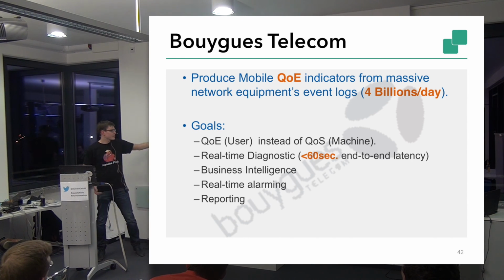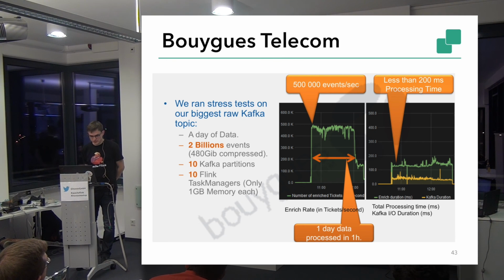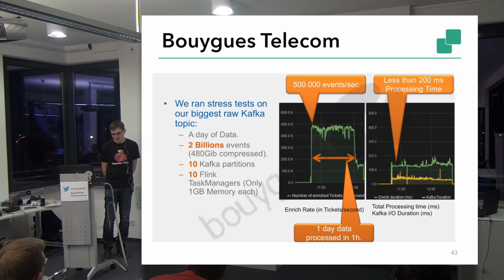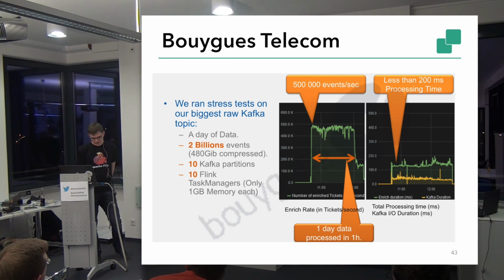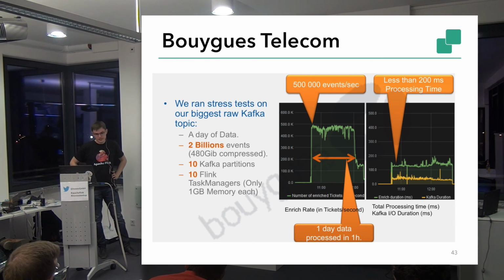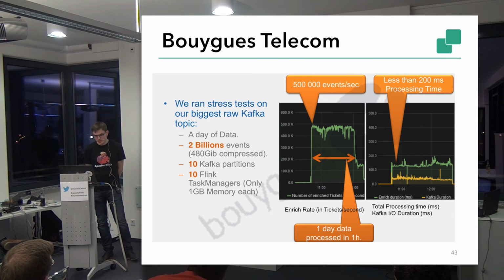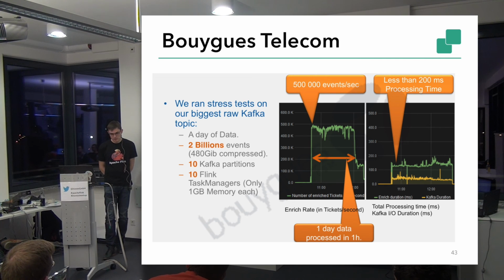And so on. And they want to go into further use cases. I think Bouygues is the first production user of Flink streaming. Before they put it in production, they also were doing some experiments, and they used the biggest Kafka topic that they had at hand. It contains 2 billion events, which is 480 gigabytes of compressed data, stored in 10 partitions, and they used only 10 task managers, so only 10 workers of Flink with 1 gigabyte of memory each. So they were using only 10 gigabytes of memory in total.